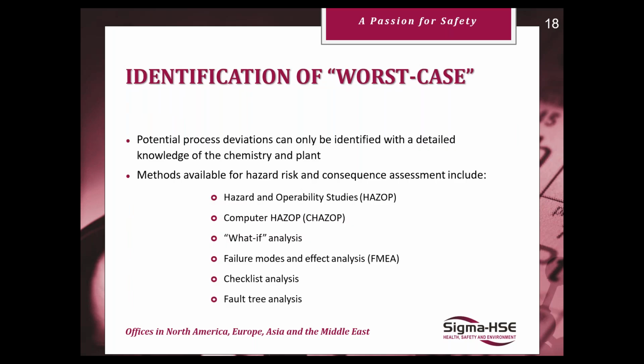So some of these potential process deviations can only be identified with a detailed knowledge of the chemistry in the plant. Obviously, part of the consultancy arm of Sigma-HSE can help to ascertain those risks, and we can run through this sort of assessments here. We have the HAZOP, computer assisted studies, what if analysis, failure modes and effects analysis, and the checklist and fault tree analysis.